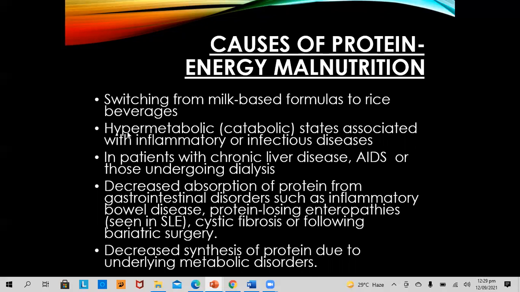So the first reason, that is switching of milk-based beverages to rice, is the common cause in young children. Then the hypermetabolic states, chronic liver disease, decreased absorption from GI disorders, they are all acquired causes. Then there are causes of decreased protein synthesis due to underlying metabolic disorders, which are seen in metabolic diseases that manifest early in age.